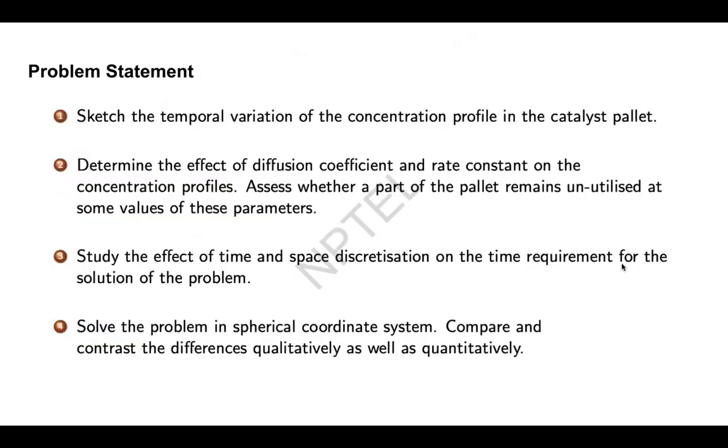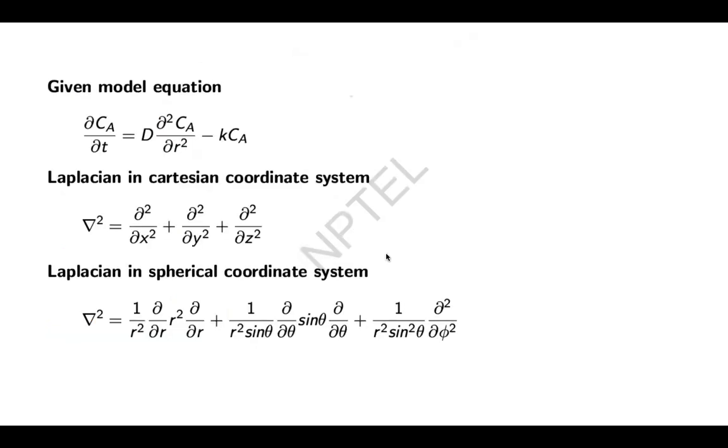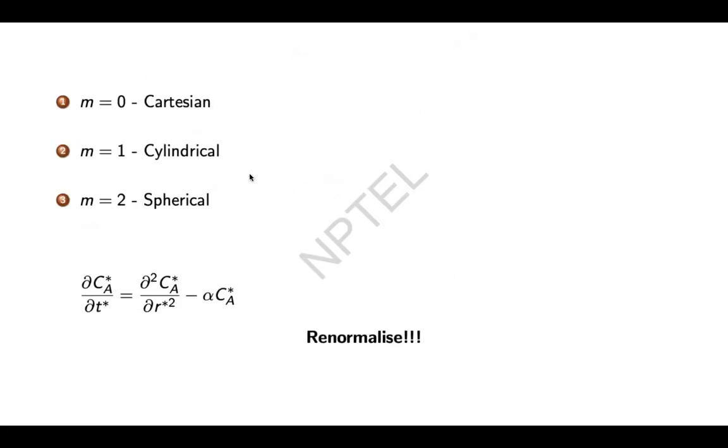Once that part is clear, let us look into the problem statement. Sketch the temporal variation of the concentration profile in the catalyst pellet. Determine the effect of diffusion coefficient and rate coefficient, study the effect of time and space discretization, and solve in the spherical coordinate system. So this is how the different coordinate systems work. This is Cartesian coordinates. You have it in x, y, and z. In spherical coordinates, it will be in terms of r, theta, and phi. I hope you already know how to convert. So this is what we said.